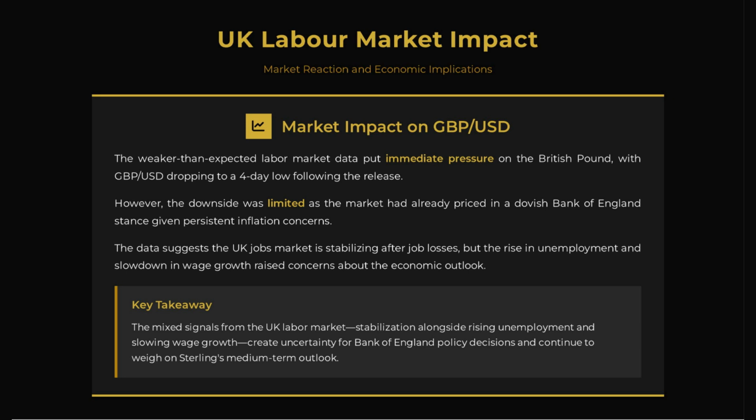The mixed signals from the UK labor market, stabilization alongside rising unemployment and slowing wage growth, create uncertainty for Bank of England policy decisions and continue to weigh on sterling's medium-term outlook.